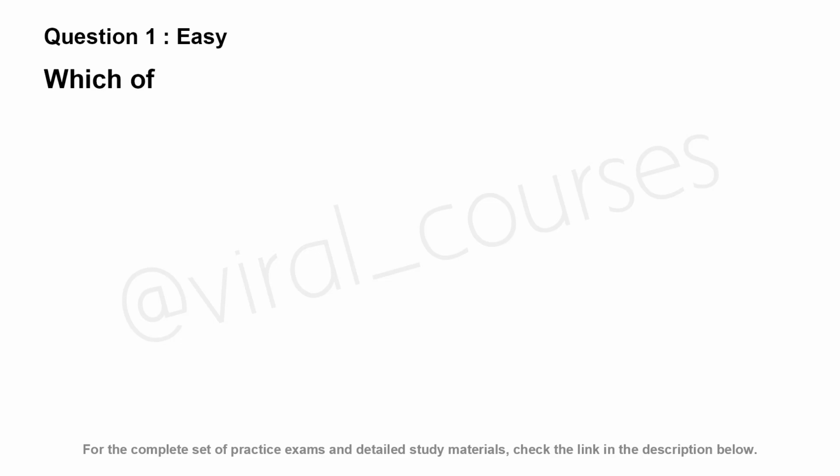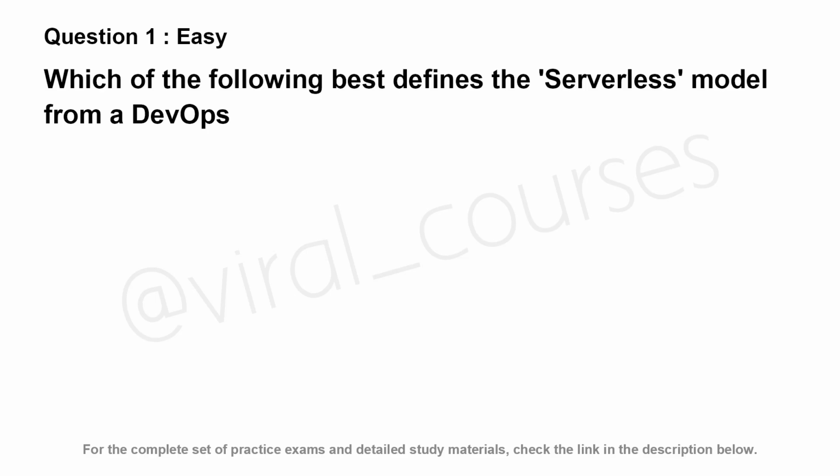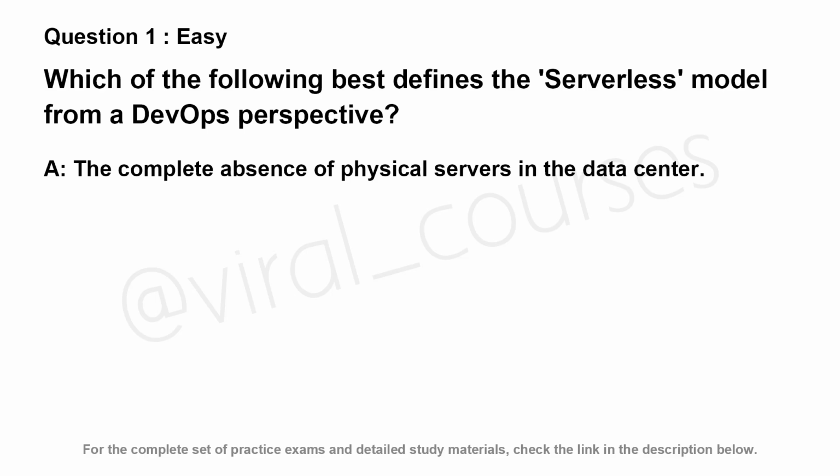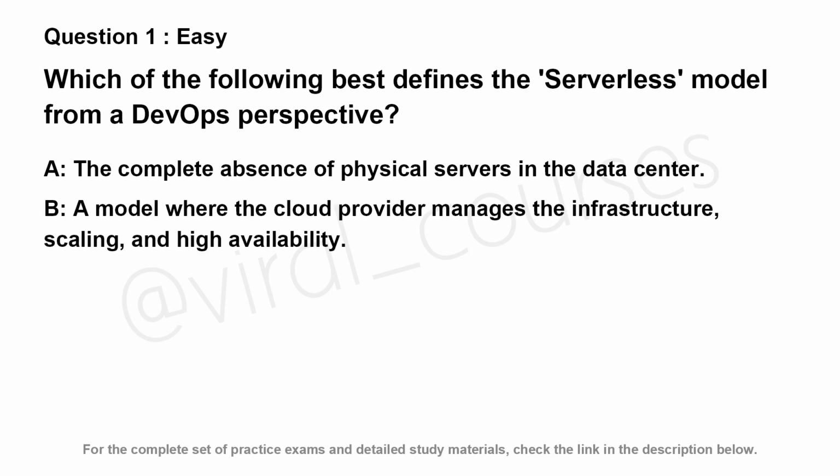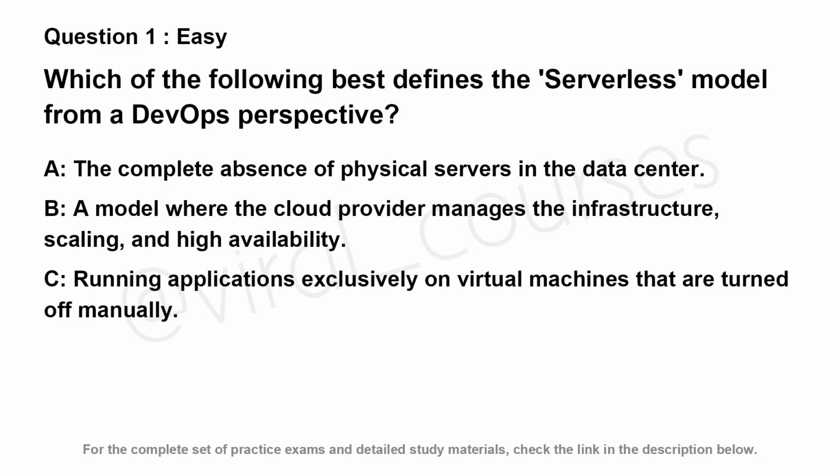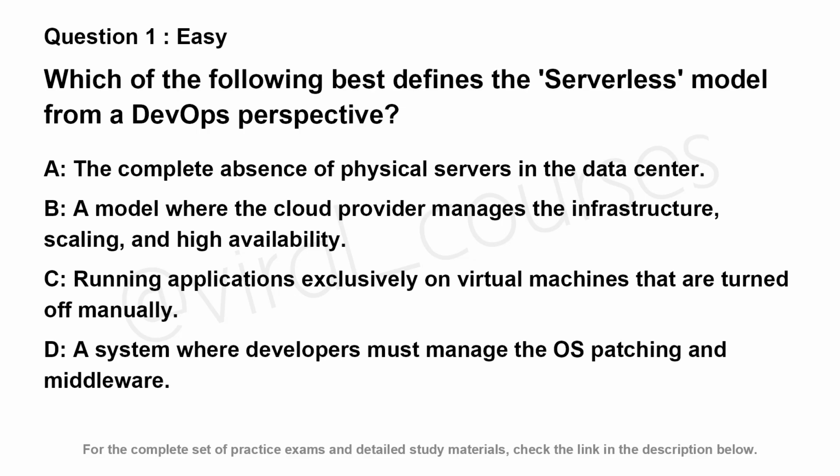Which of the following best defines the serverless model from a DevOps perspective? Option A. The complete absence of physical servers in the data center. Option B. A model where the cloud provider manages the infrastructure, scaling, and high availability. Option C. Running applications exclusively on virtual machines that are turned off manually. Option D. A system where developers must manage the OS patching and middleware.